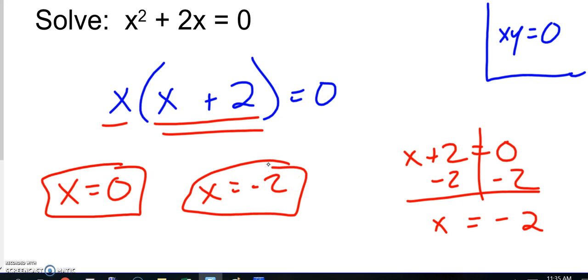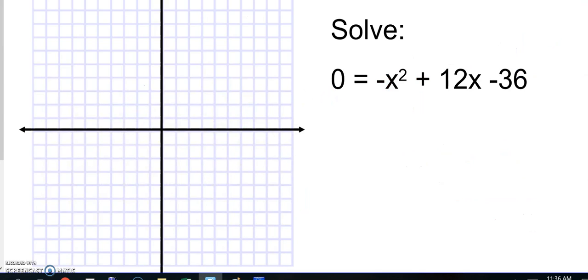So if we were to graph our parabola, I know that our x-intercepts are going to be at x equals 0 and x equals negative 2, and 0. So we found that out and solved it without having to graph. And that's what we're going to do the rest of the way.